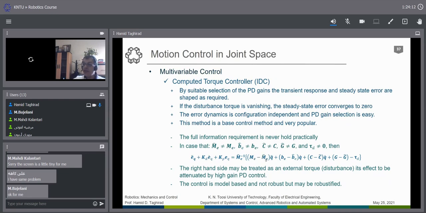We can consider the error in the mass matrix, the error in the B matrix, the error in the C matrix, which is also very important, and the error in the gravity matrix, and if there are some disturbance inputs, all of them can be seen as a configuration-dependent, state-dependent disturbance acting on the system. And here you see the power of the outer loop controller, which can somehow reduce the effect of disturbances.